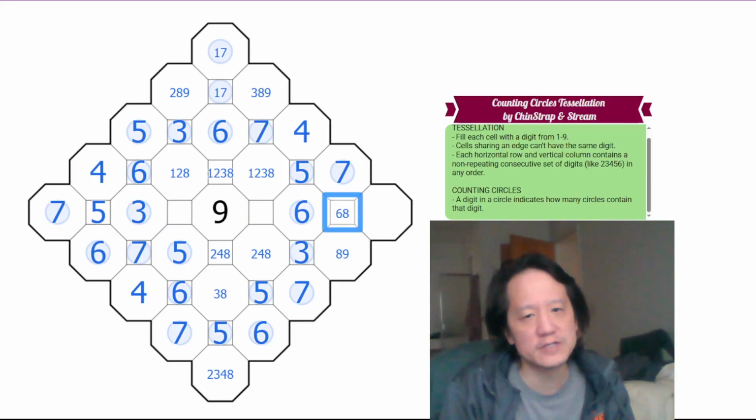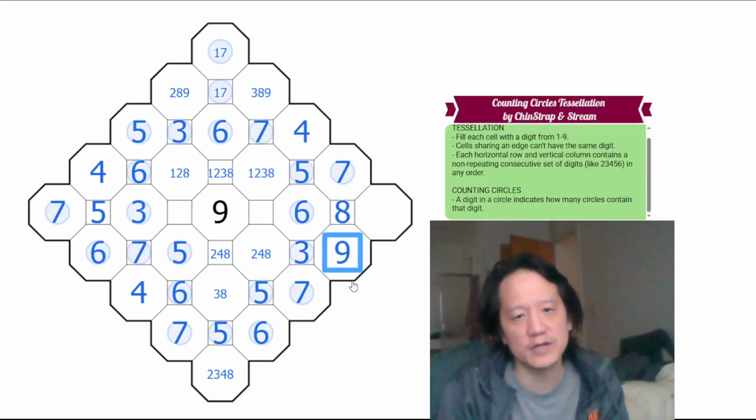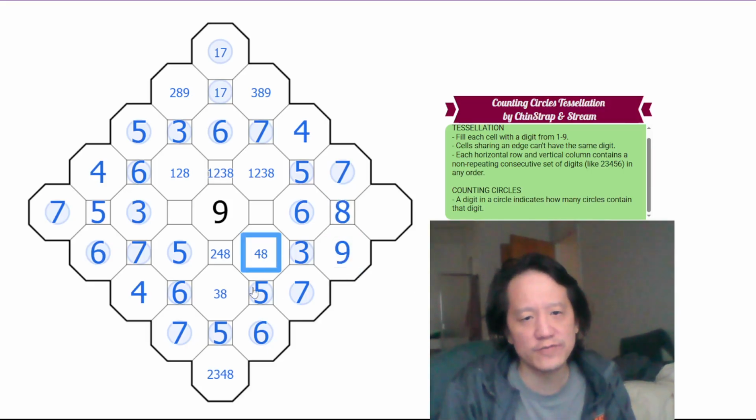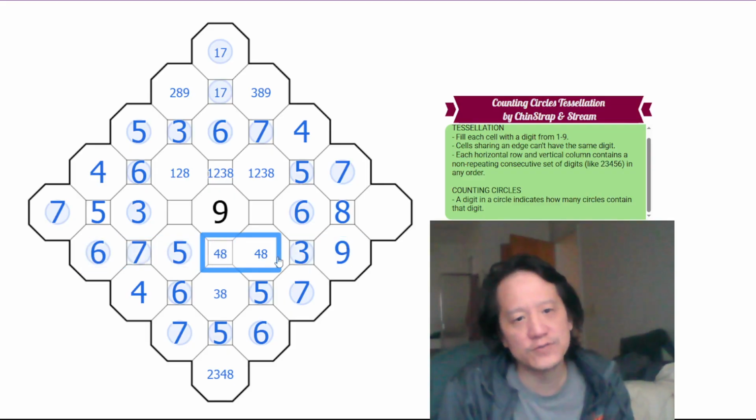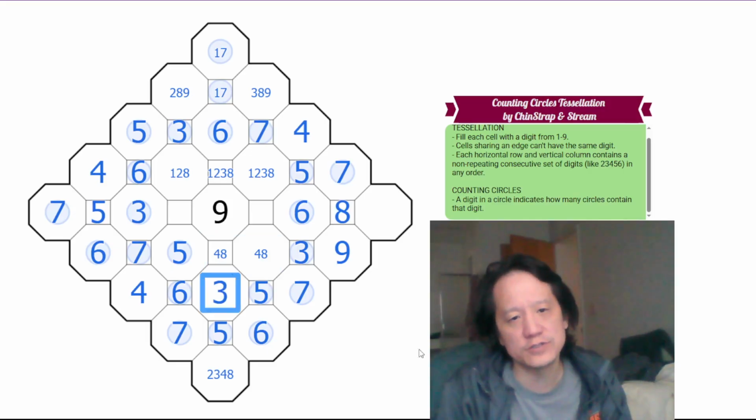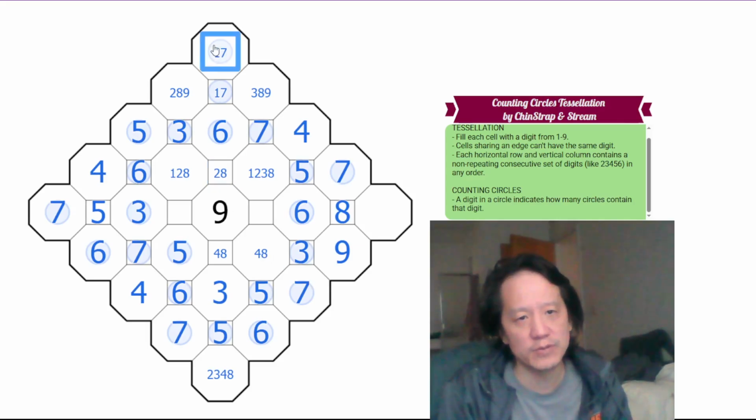This 6 eliminates 6 here, so this is 8, which means this can't be 8. That's 9. So this has to be a 4, 8 pair to be a 3 through 9 Renban. This 4, 8 pair eliminates 8 here, so that's 3, which eliminates 3 in the column, so this can't be 3, this can't be 1.